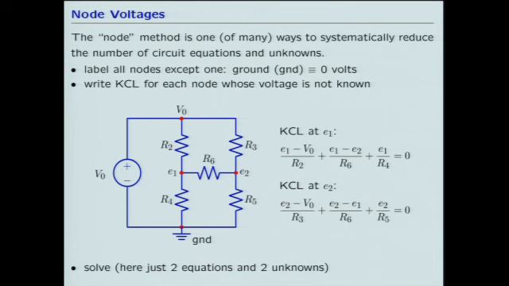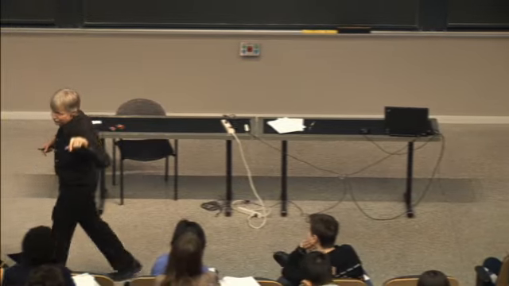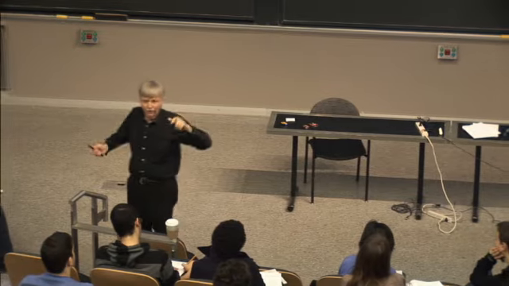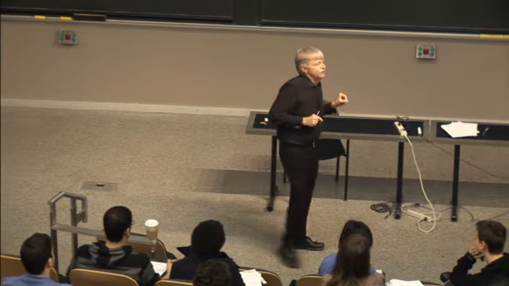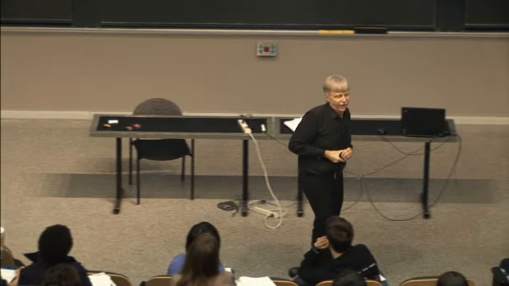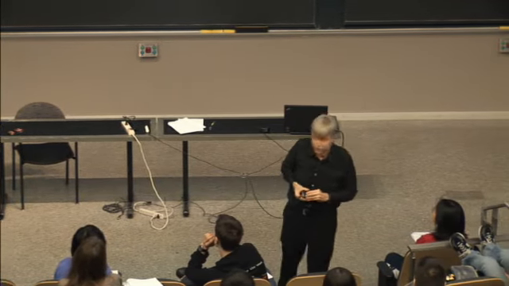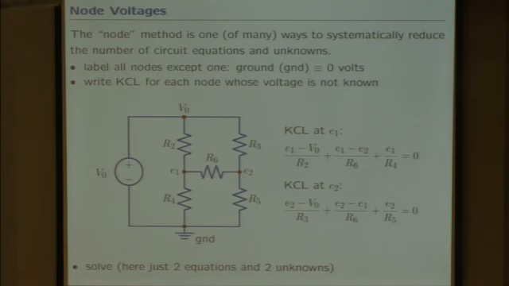The dumb way that I just talked about is what we call primitive variables, element variables. If you write all the element variables, v1, v2, v3, v4, v5, v6, all the element currents, i1, i2, i3, i4, i5, i6, write all the equations, you can solve it. However, if you're judicious, you can figure out a smaller number of unknowns and a correspondingly smaller number of equations. One method is called the node method.